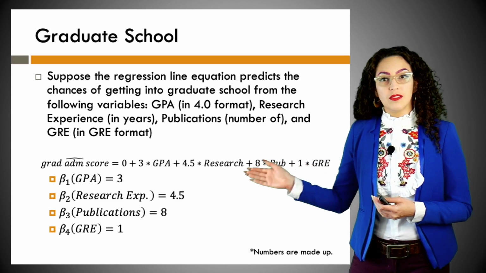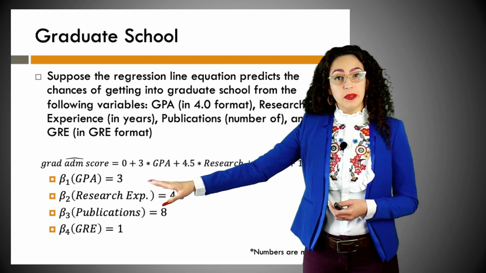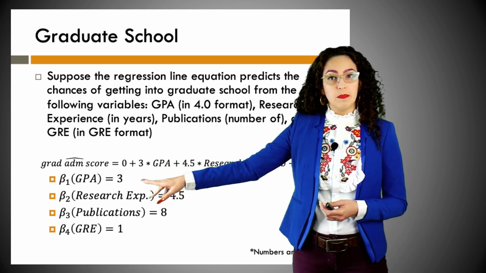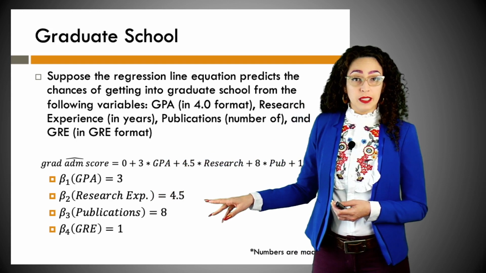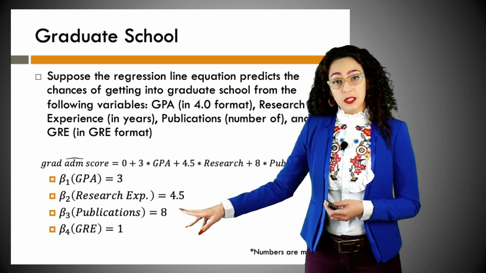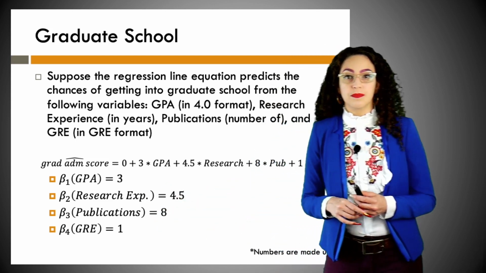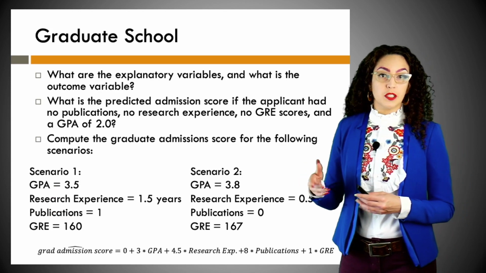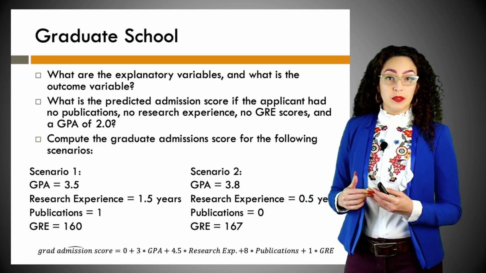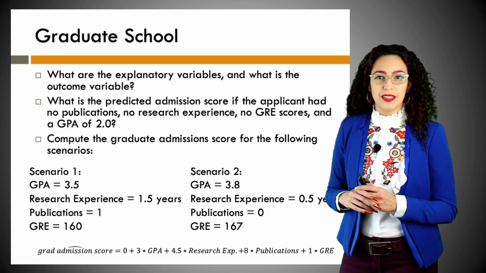Anyway, so here are all of our beta coefficients, and again, these are made up. For every additional point of GPA, your predicted admission score will go up by 3 points. For every additional year of research experience you have, your score will go up by 4.5 points. For every publication you have, your score will go up by 8 points, and your GRE score is just worth your GRE score. So we already know that the explanatory variables are GPA, research experience, publications, and your GRE, and the outcome variable is your score to get into grad school. Again, I made this up for the sake of an example.